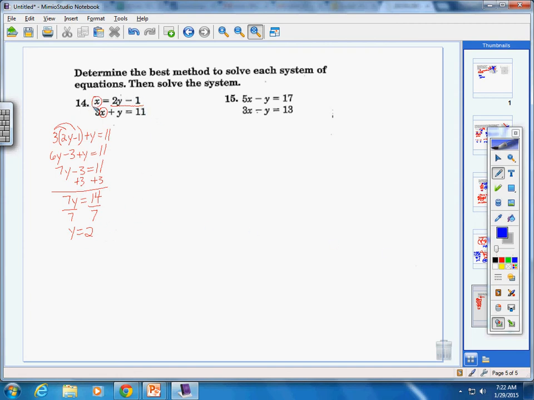I'm going to once again choose the first equation. This one seems like it's going to be easy to work with since I'm trying to find x. Okay, and let's plug this 2 in right here. Let's plug it in for y right here.